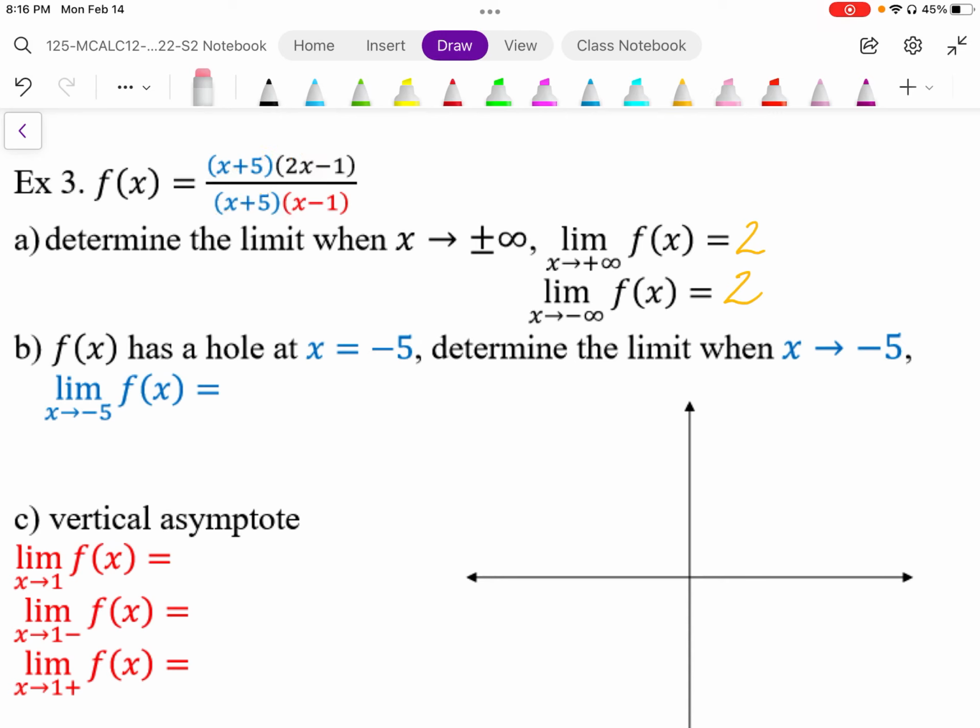And so what we did before without limits, now we're just doing it formally with limits. So I can draw my horizontal asymptote in both directions at y equals 2.